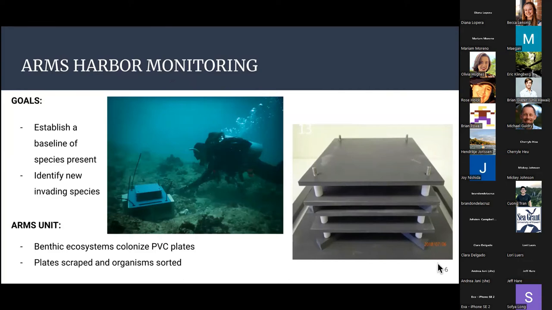This picture shows a diver deploying an ARMS unit. It's PVC plates that are screwed together, and they are set at the bottom of a reef. Organisms settle on these, and after a period of time, we scrape the plates and analyze and identify all the organisms. These plates are spaced at different widths to allow different microbiomes and different environments for different kinds of organisms.